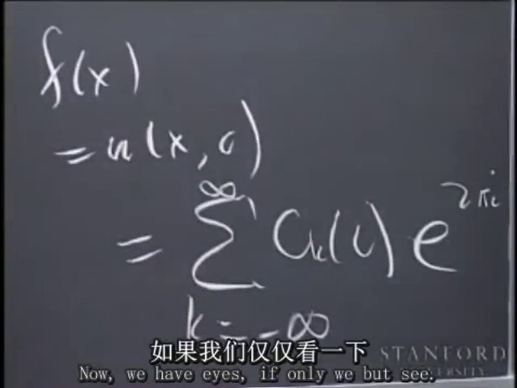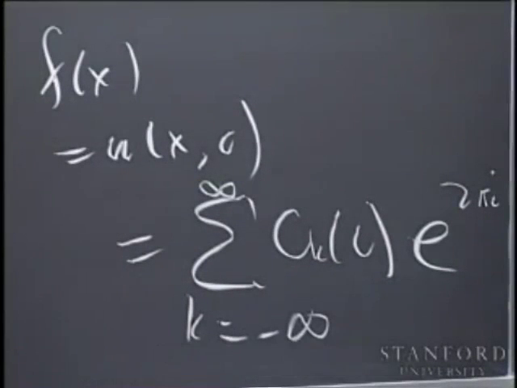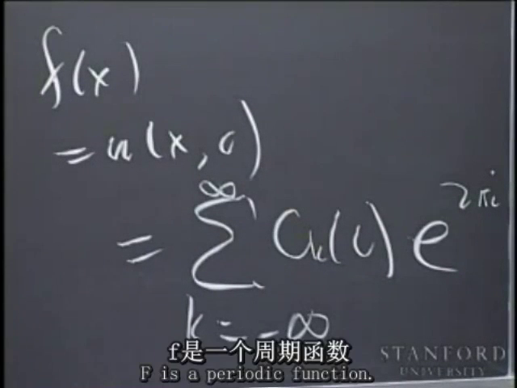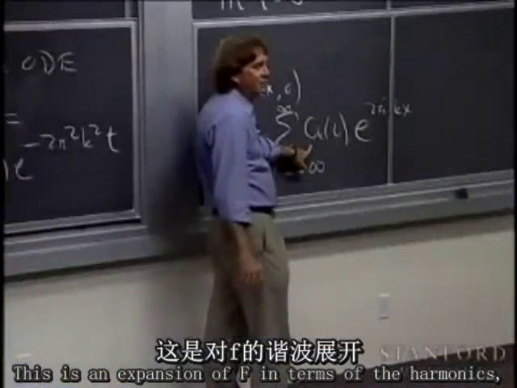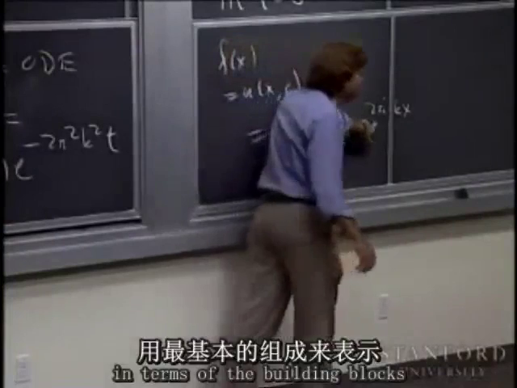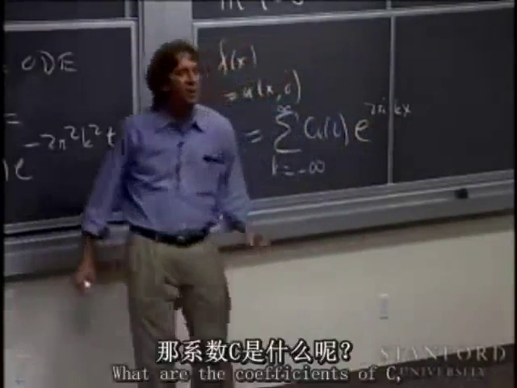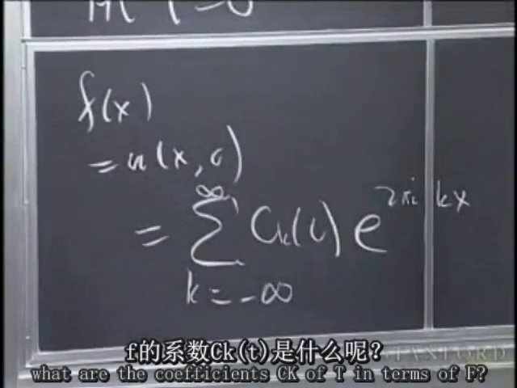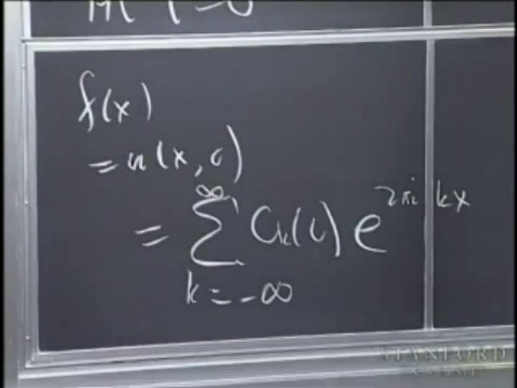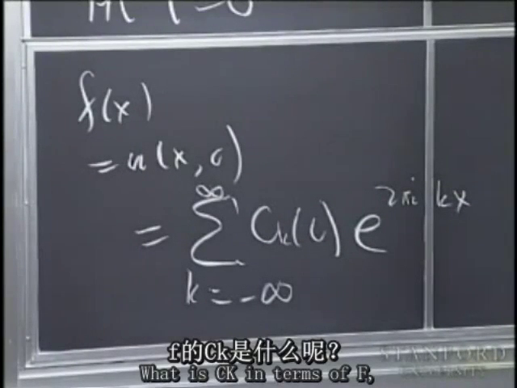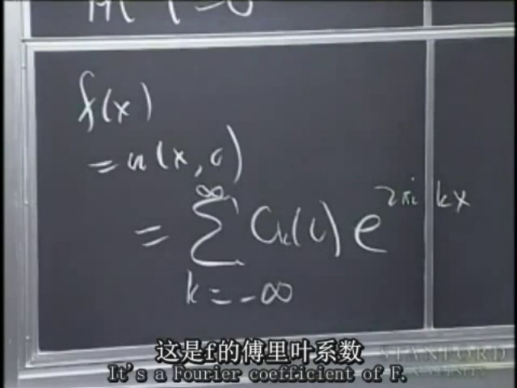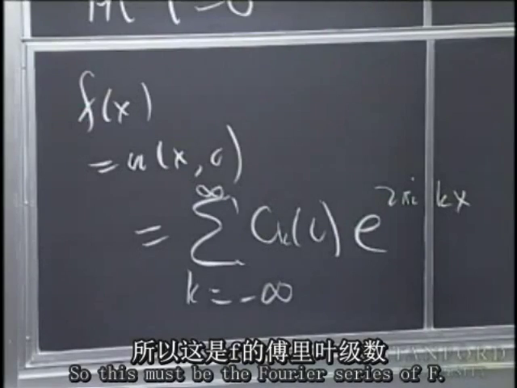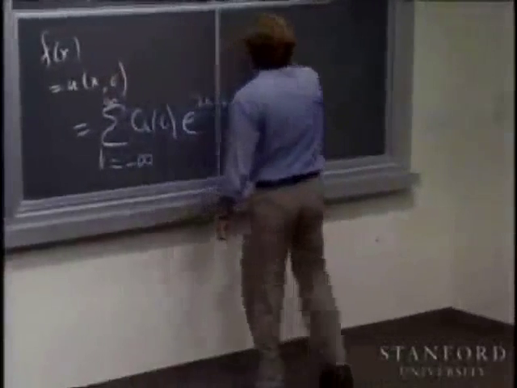Now, we have eyes if only we but see. What does this say? f is a periodic function. This is an expansion of f in terms of the harmonics, in terms of the building blocks, e to the 2 pi i kx. What are the coefficients ck of t in terms of f? What is ck of 0 in terms of f? Pardon me? It's the Fourier coefficient of f. All right? So this must be the Fourier series of f.